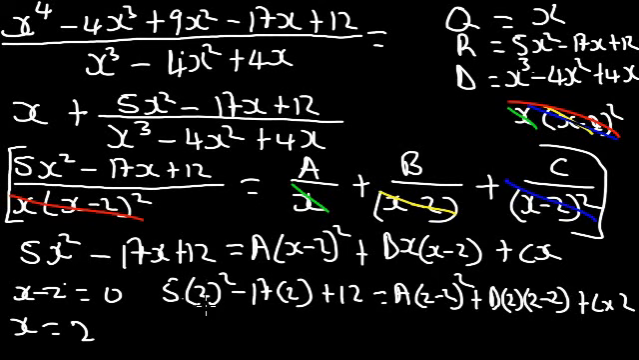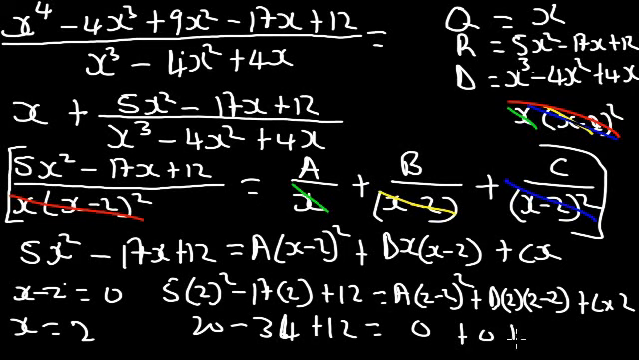So 2 squared is 4, 5 times 4 is 20, minus 17 times 2, that's 34. Should that be 34? Yes, it should be 34. Plus 12 equals, this is 0, plus 0, plus 2c. Perfect. So now I'm actually running out of space.